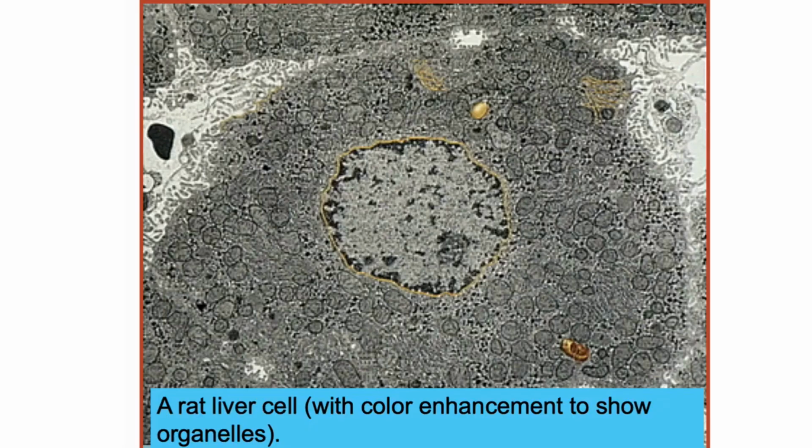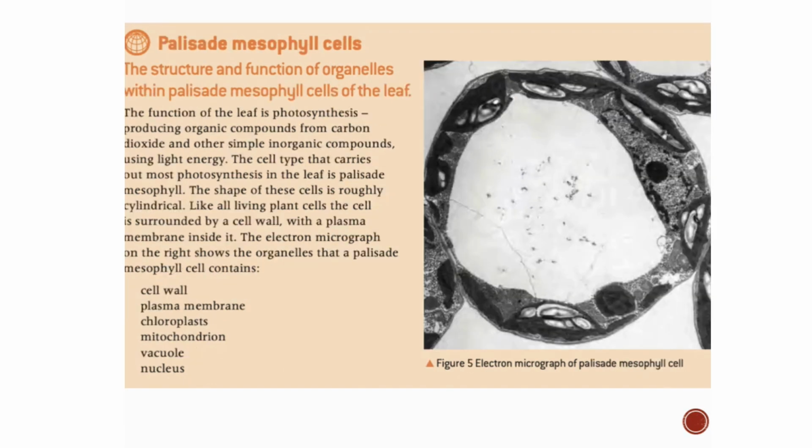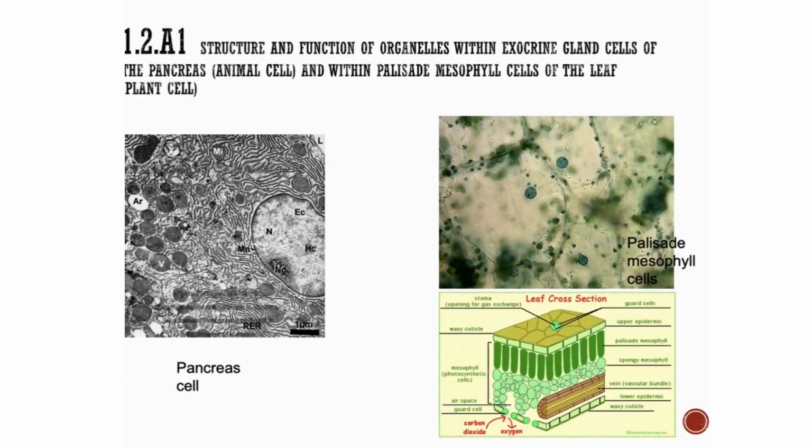So in electron micrographs, we can see a rat liver cell with color enhancements to show organelles. Exocrine gland cells of the pancreas, the structure and function of organelles within exocrine gland cells of the pancreas, you can see here, and find out the plasma membrane, mitochondria, nucleus, rough endoplasmic reticulum, Golgi body, vesicles, and lysosomes. In palisade mesophyll cells, let's find out the cell wall, plasma membrane, a chloroplast, mitochondria, vacuoles, and a nucleus here. Okay, so here we just looked at the pancreas cells and palisade mesophyll cells.